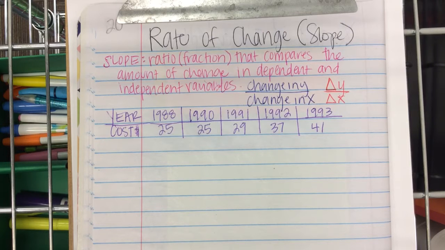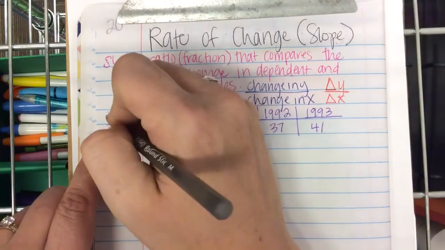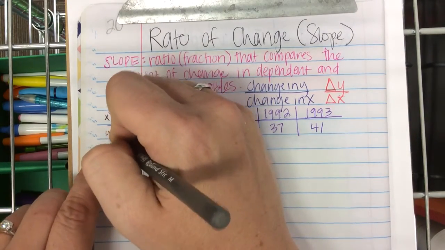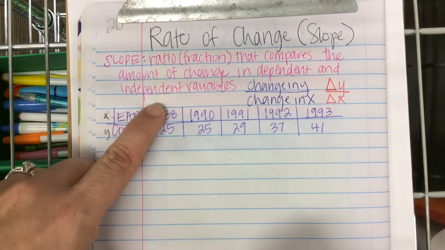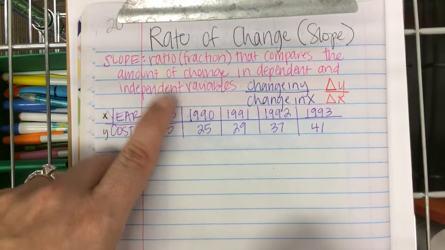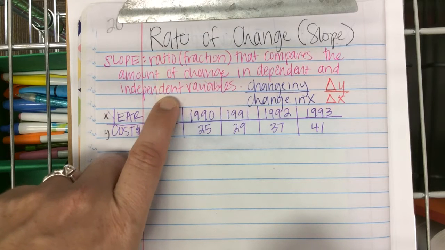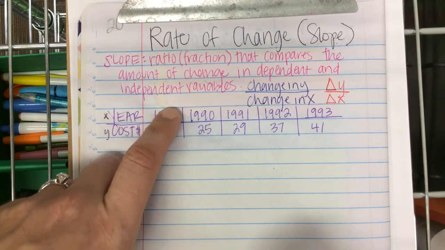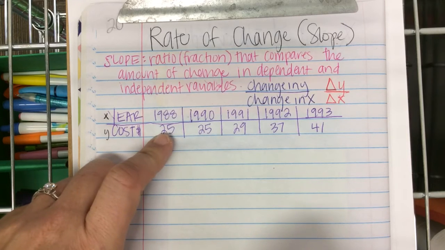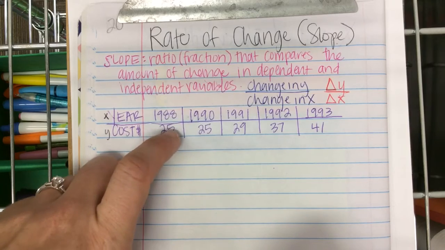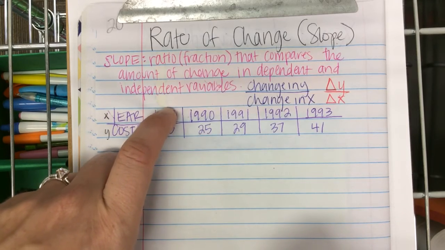So we're going to look at our change in y over change in x. And in any table, X, Y. That's the way that it works. The year is our independent. It cannot be changed. We have no control over what year it is. The cost can be changed. It's different everywhere else we go. That's the dependent. The cost depends on what year it is.